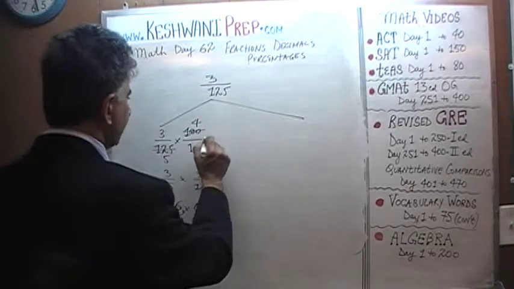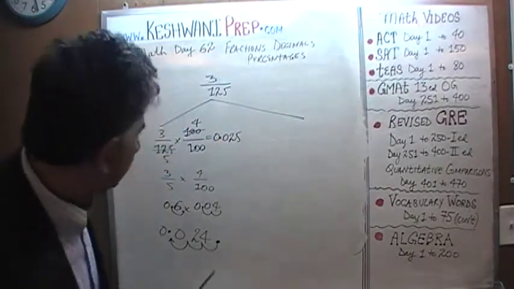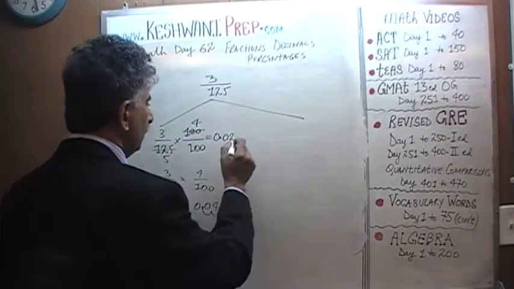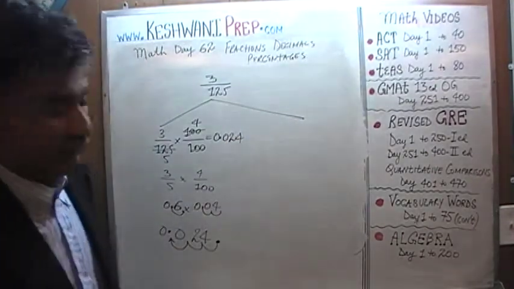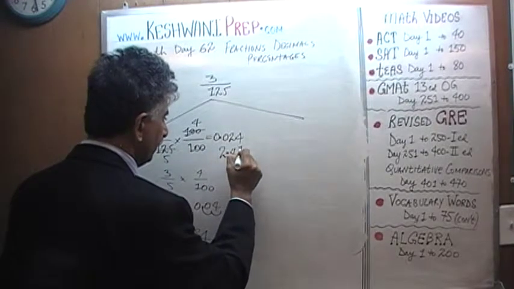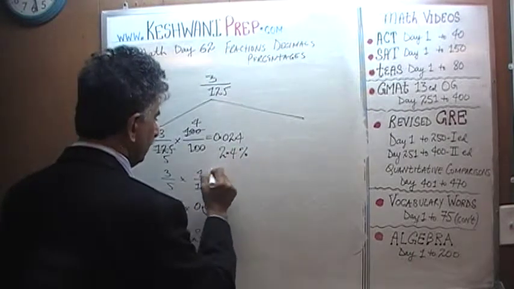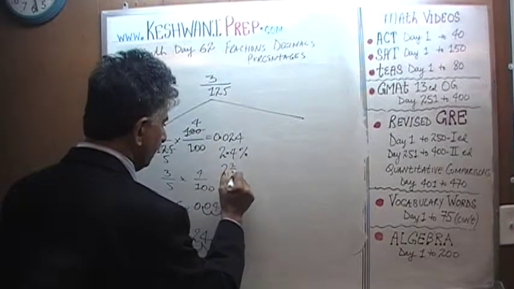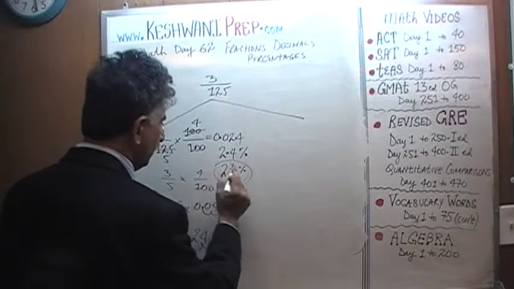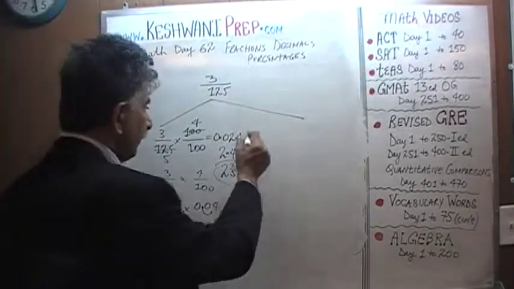So this whole thing boils down to 0.024. And if they want the answer in percentages, the answer would be 2.4%. Or if you like, 2 1/5%. It all depends on how the answer choice is laid out in front of you. So that was one way.